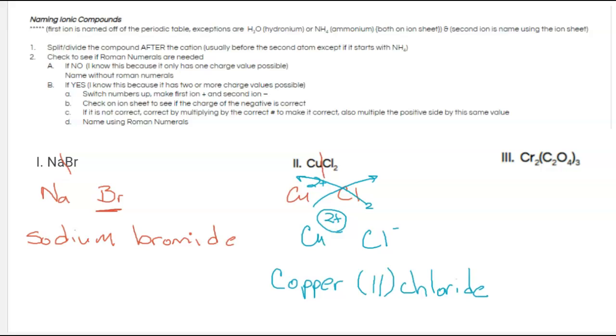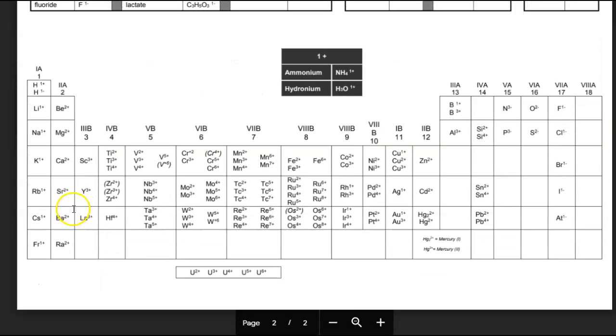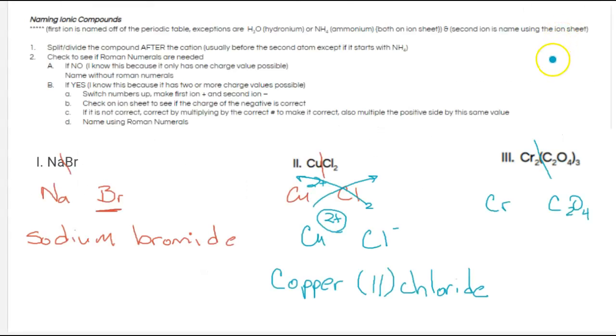So again, same skill, same process. I split my compound after the positive ion, that metal in the front, and I've got Cr and I've got C2O4. So now I need to check to see if I need a Roman numeral. When I go back to my periodic table, I look for my Cr, and Cr has 4 options. So because there's 4 different charges in the box, I know that I need a Roman numeral in my answer.